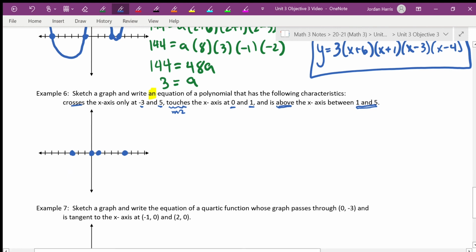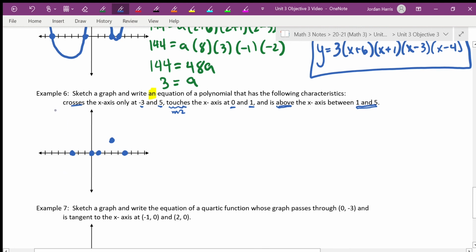Last thing: between 1 and 5, between these two x-intercepts, I need to be above the x-axis, so I'm just going to put a point there. Okay, so we have to think, what is my degree? I'm crossing, touching, touching, crossing. So 1, 2, 3, 4, 5, 6. I have degree 6. Okay, so it's going to be even, and we can think about that. So I need to hit that spot. So I'm going to trace it out.